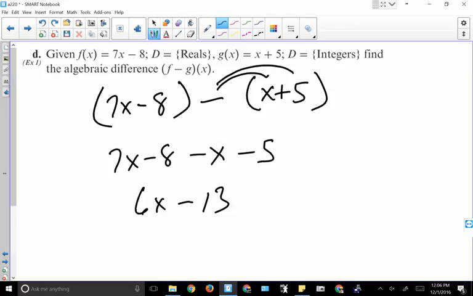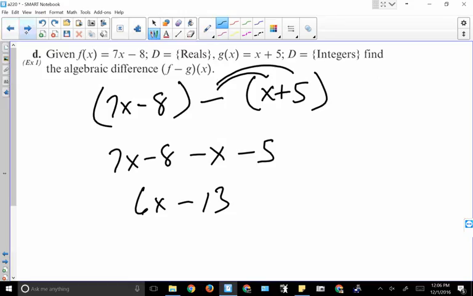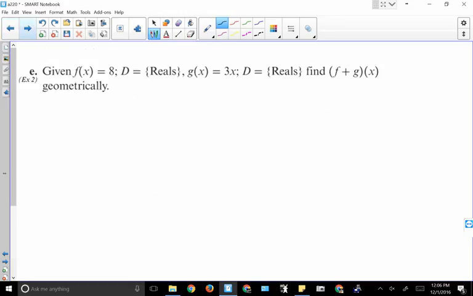Alrighty, so let's give this a try. The answer was right there. So I'll give you a few minutes. Work on this one. See what you come up with. Don't do it geometrically. I want you to do it algebraically. I want you to come up with it algebraically.